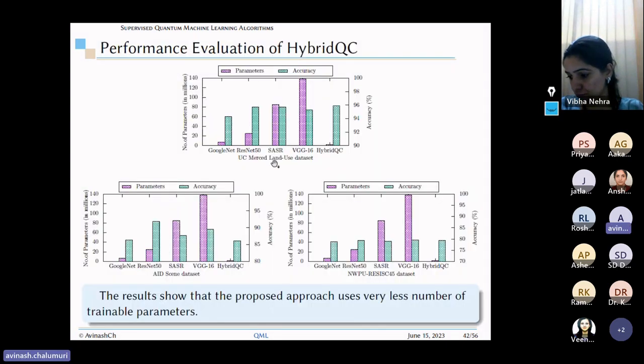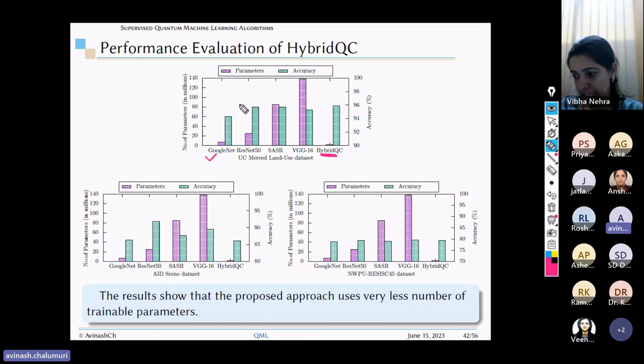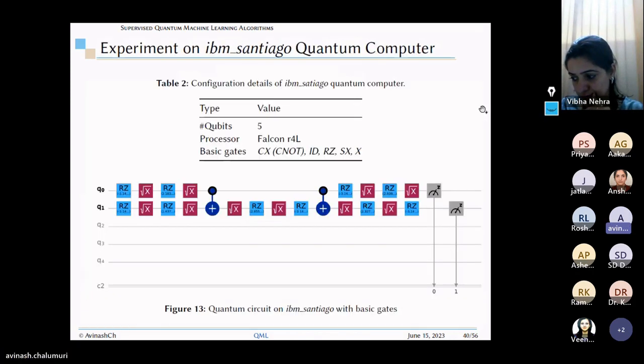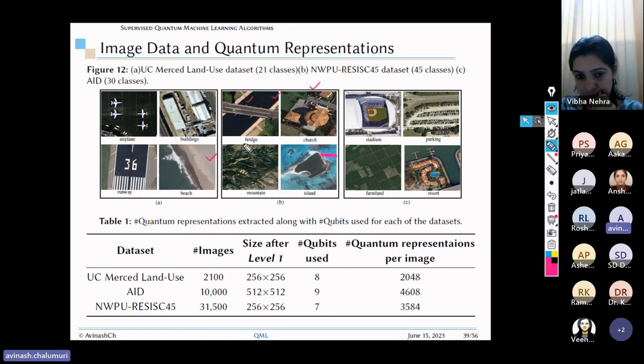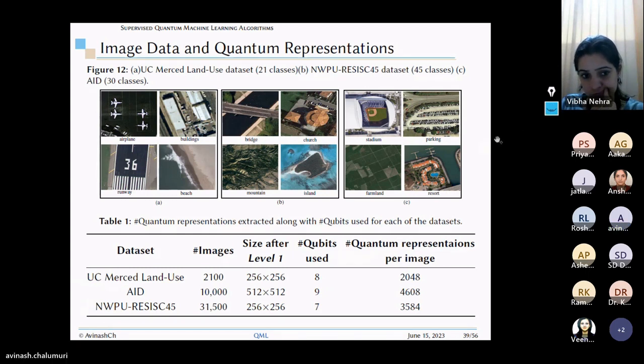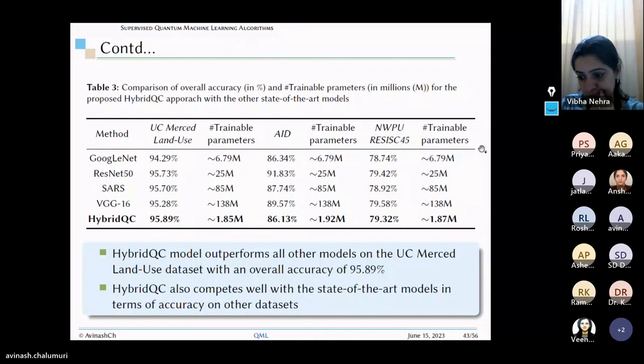Right. So these are the performance comparison graphs where we compared our hybrid quantum circuit approach with existing state-of-the-art CNN models specific to satellite image datasets. These are the satellite image datasets that we used: UC Merced land use dataset, 8 scene dataset, NWPU-RESISC dataset and all.